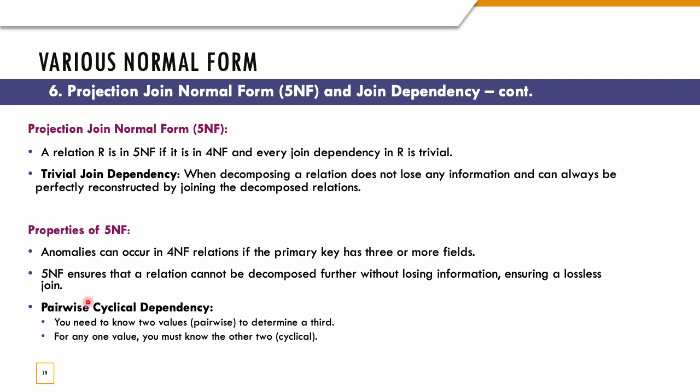Talking about the pairwise cyclical dependency. In some relations, knowing two values is necessary to determine a third. This is called cyclical dependency, where each attribute depends on a pair of others.